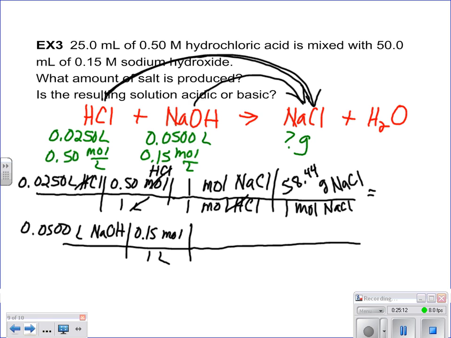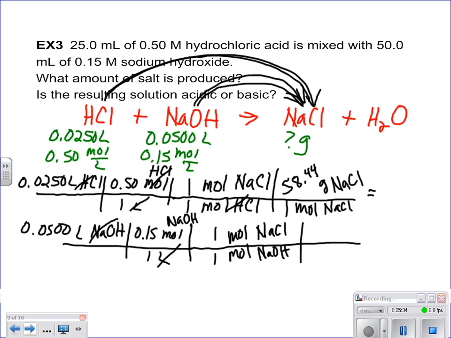Can do the exact same thing now for our sodium hydroxide. We've already gotten rid of our liters and we have it as moles of sodium hydroxide. We can get rid of moles of sodium hydroxide and go to, just like we did with the acid, moles of sodium chloride. Again, looking at your coefficients. Now we've got it as moles sodium chloride. We just take it. 1 mole is equal to 58.44 grams of sodium chloride. And I'm going to pause while people calculate.